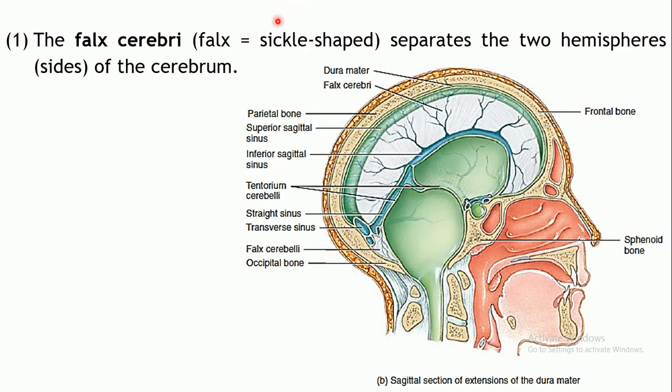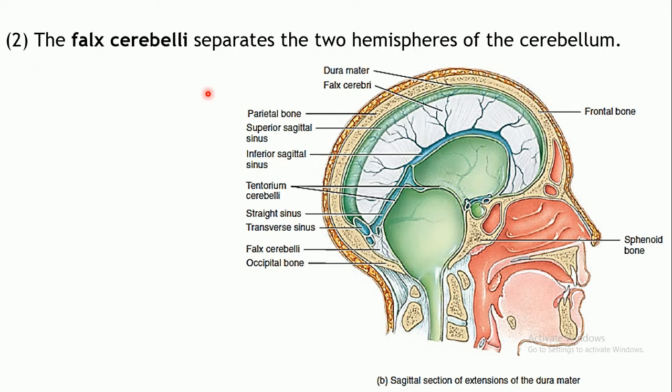Now coming to the first one, that is falx cerebri. Falx means sickle shape. So this particular extension separates the two hemispheres of the cerebrum. Cerebrum is divided into two hemispheres. So the layer of the dura mater extends inwards in between these two hemispheres to separate them. Second extension is the falx cerebelli. So that separates the two hemispheres of the cerebellum. It will extend inwards and separate the two hemispheres of the cerebellum.